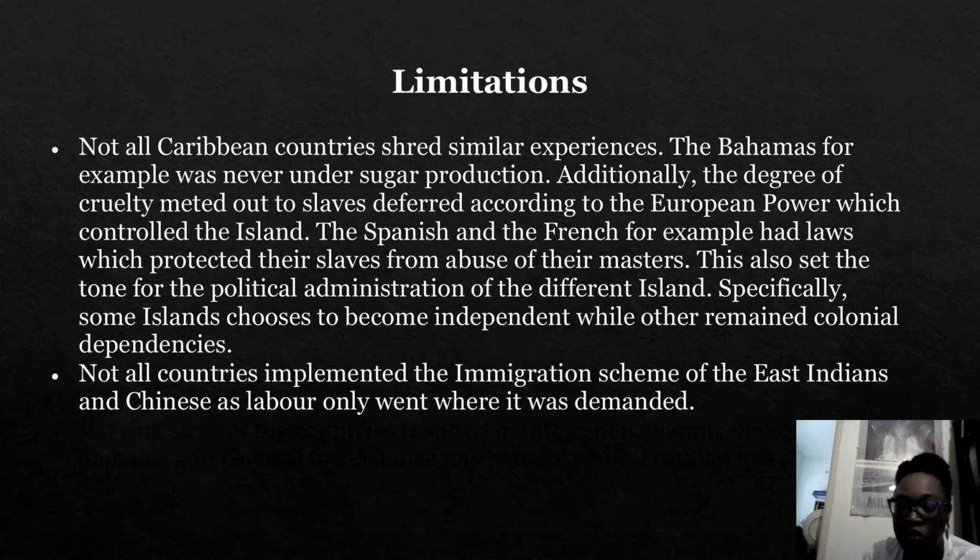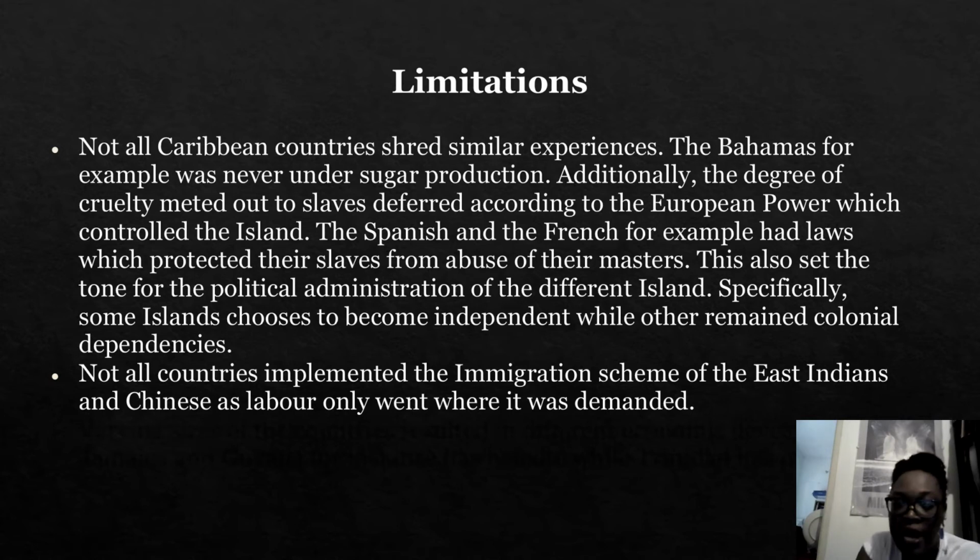St. Vincent and the Grenadines, Barbados, St. Kitts, Nevis, Grenada, they did not have the demand for labor. Therefore, a lot of immigrants were not sent. So therefore, you might find in some of these Caribbean territories that you may not even have any Chinese or any East Indians among them. You understand what I'm saying?